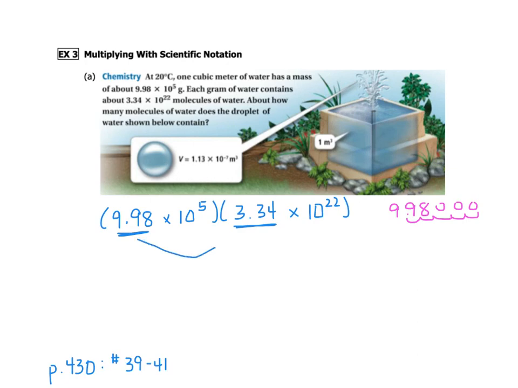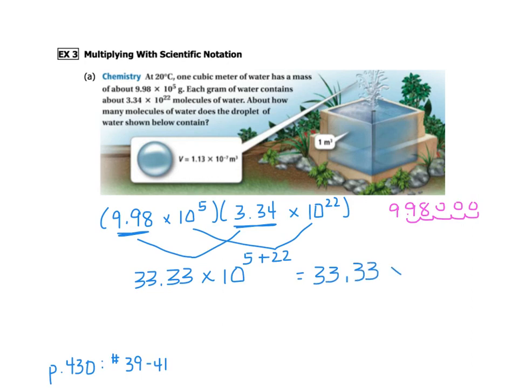We're going to take these two numbers here and we're going to multiply those, and we're going to get 33.33. And then we're going to take these and multiply them. We have the same base. So 10 to the 5 plus 22, which is going to give us 33.33 times 10 to the 27.